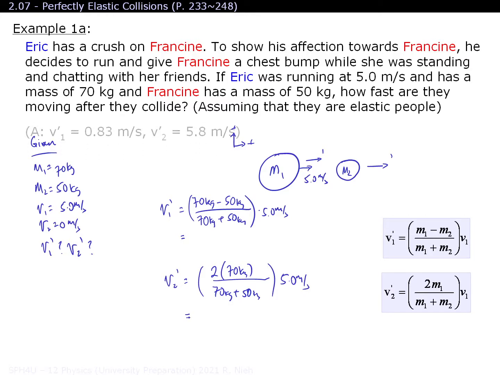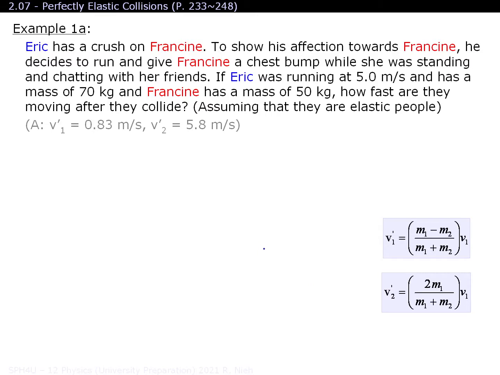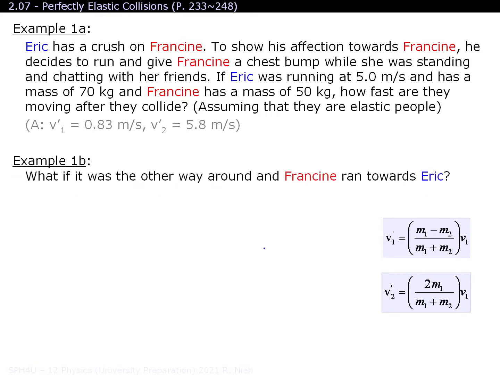And once you calculate through that, you'll get the answers of 0.83 meters per second for the big object, and the little girl, unfortunately, will travel at 5.8 meters per second, still in the positive direction. Okay. Well, what if things were turned the other way around, and Francine was the one running towards Eric? Try it for yourself. And when you're ready to see the answers, continue playing the video.